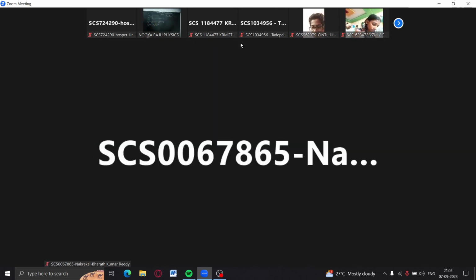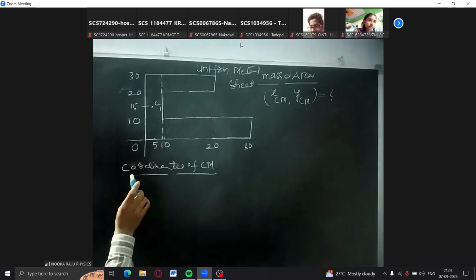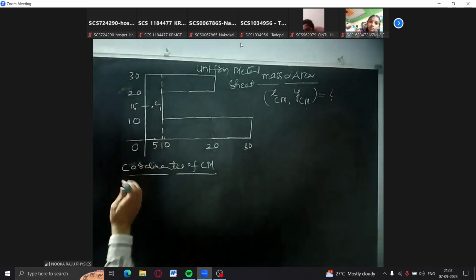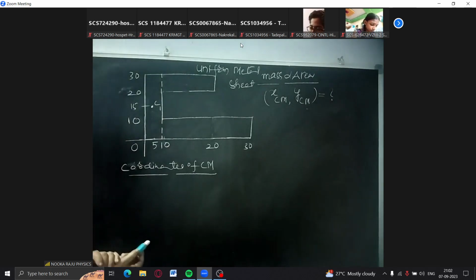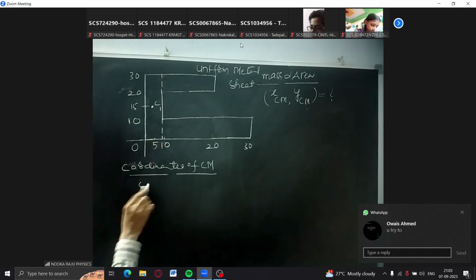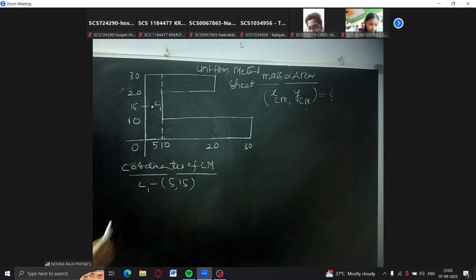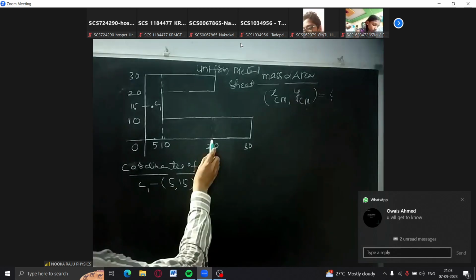Concentrate here. From 0 to 10, what is the center of mass? The center of these is 5. From 0 to 30, what is the center point? 15. Let it be considered as C1. Coming to the next one, what are the coordinates? C1 coordinates are 5 and 15. Got it? And coming to C2, this is the C2 value.